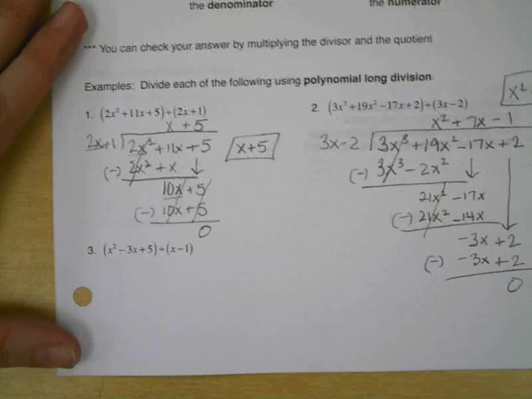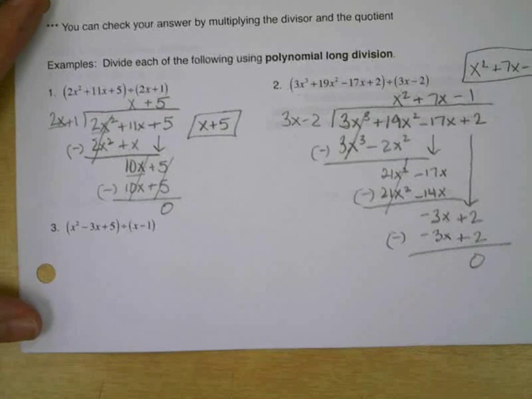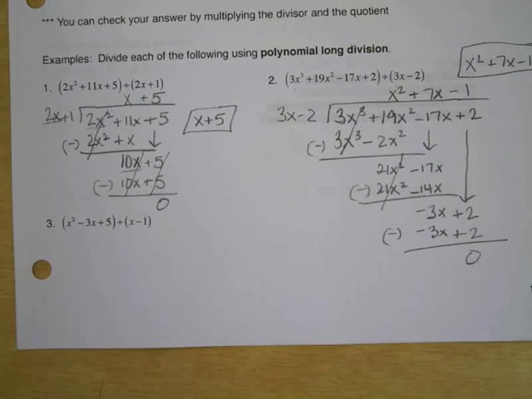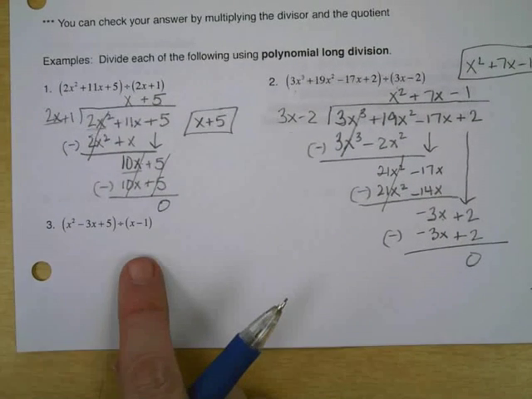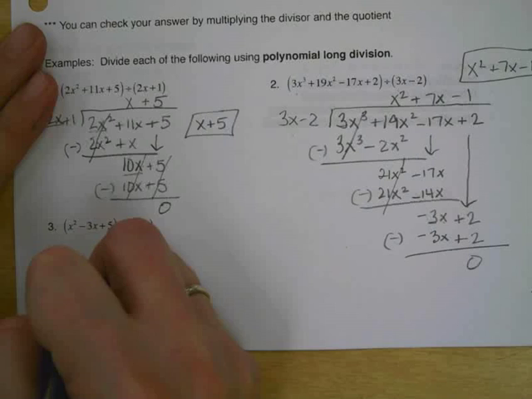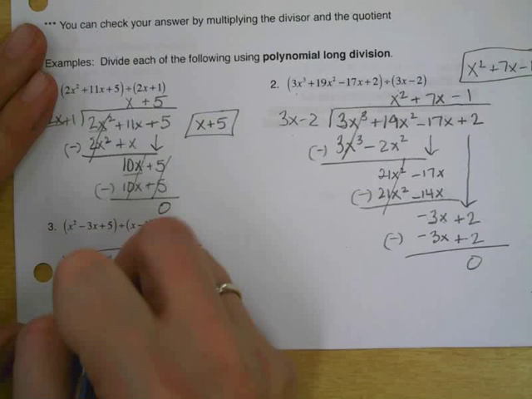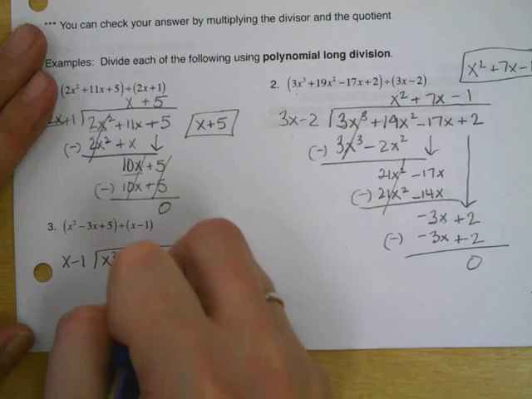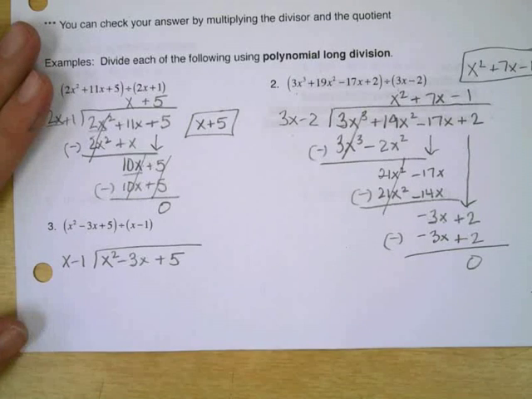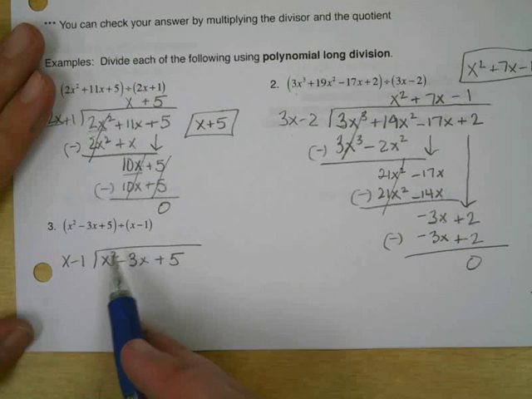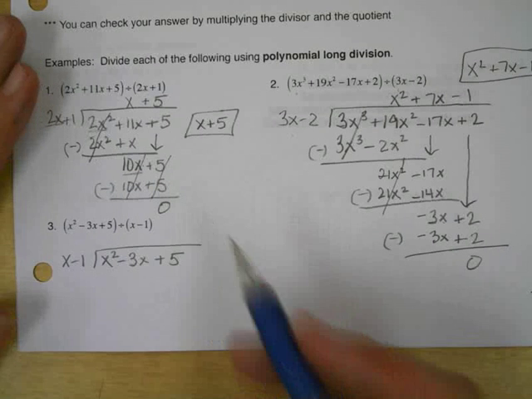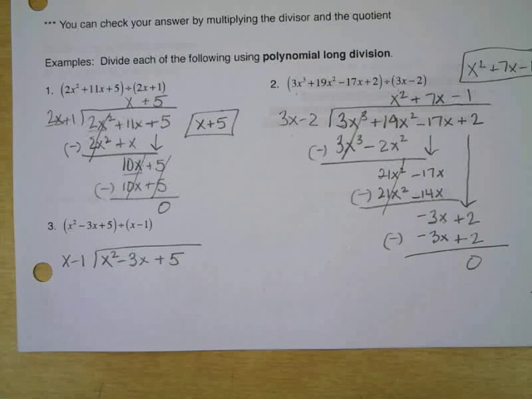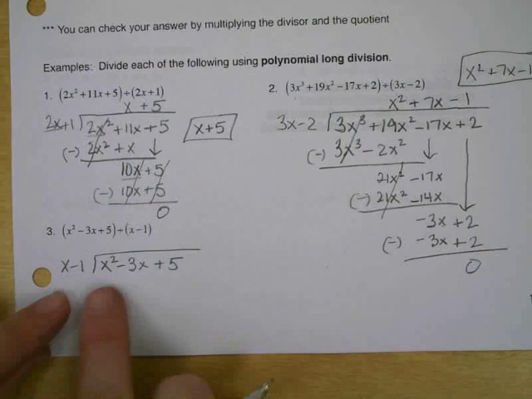Okay? One last example of this long division. Now this time, my divisor is just an x minus 1. There's no number out in front of it, so that's just going to go outside. And then I have x squared minus 3x plus 5 underneath. And you do want to make sure if any terms are missing that you're really careful to add like terms. Like when you're doing this adding and subtracting, make sure you're only adding squareds with squareds, x's with x's, constants with constants, and so on.